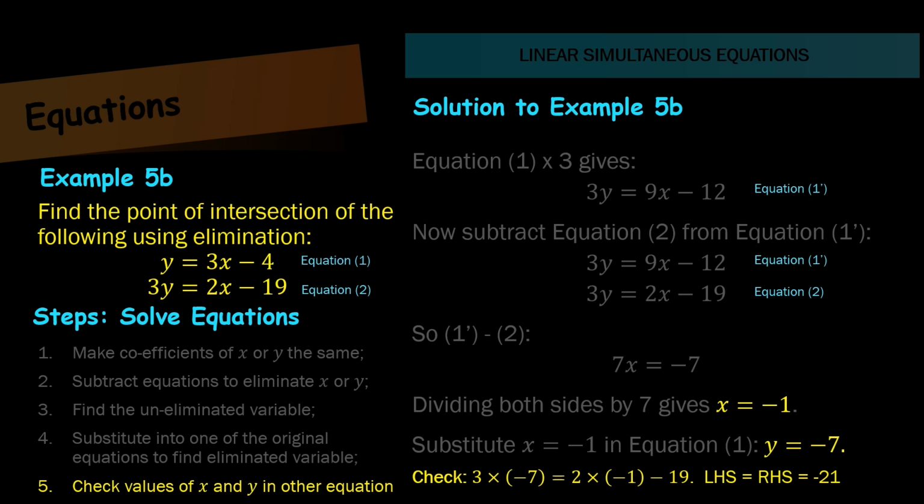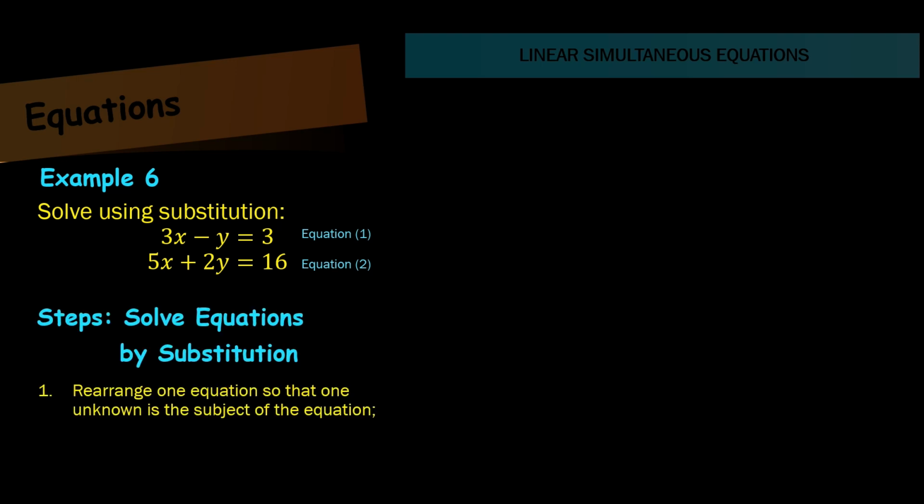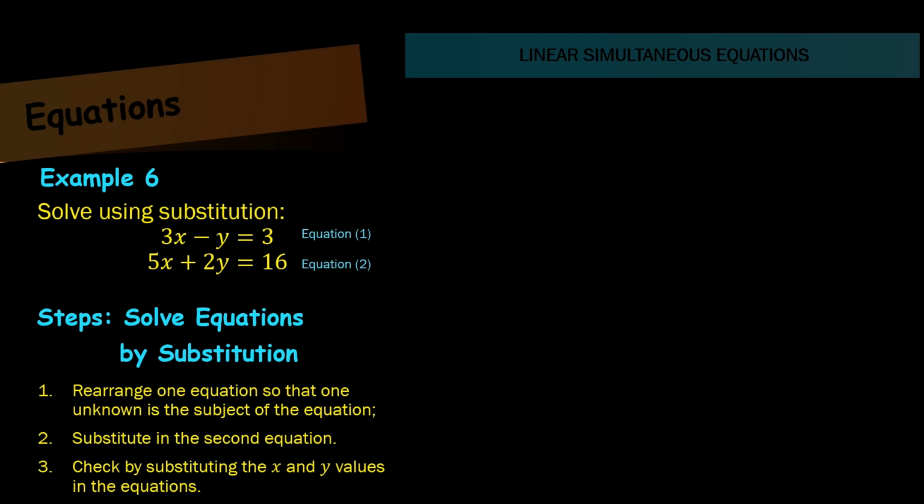Now let's take a look at another example. We are required to solve the equations shown on your screen using substitution. So what are we required to do to solve these two equations by using substitution? Let's go through the steps. First, rearrange one equation so that one unknown is the subject of the equation. Next, substitute in the second equation. And finally, check by substituting the x and y values in the equations.